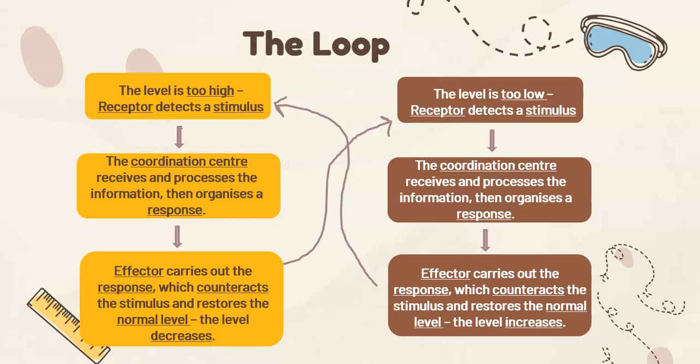So when the level started as being too high, the effect becomes that the level decreases and restores it back to the normal. And also, when the case is that the level is too low, the same system kicks in. The receptor detects the stimulus. The coordination center receives the stimulus and processes that information and then organizes a response, which is transferred to the effectors and carried out. That response is again to counteract the stimulus. In this case, the stimulus was that the level is too low, and the effect is to increase the level, restoring the normal condition.